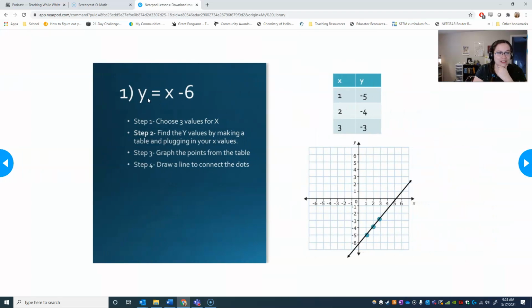So the answer to y equals x minus 6: I picked 1, 2, and 3 as my x values. If I put in 1 for x, I get 1 minus 6 equals y. That gives me negative 5. I did the same for 2 and 3, and I got these 3 points, which I graphed on my coordinate plane. I then connected them with a line that keeps going in both directions.